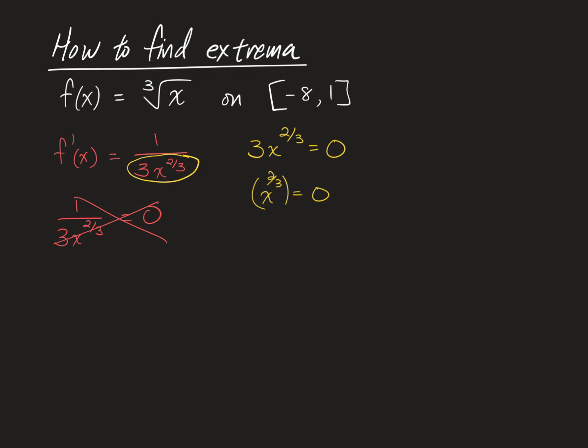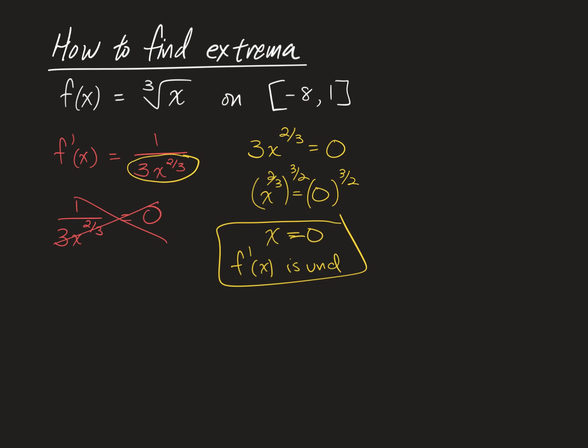We can raise both sides to the 3/2 power to solve for x and just get x equals 0. So this is where f prime of x is undefined, at x equals 0. And that is the only critical value that we have. So what do we do from here?